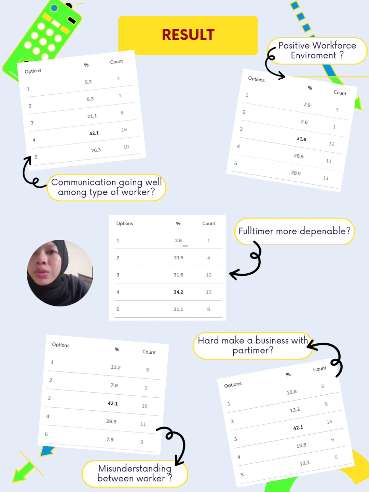Okay, we can see the first one is: is communication going well among the various types of workers? Sorry, there's a typo here, it should be various types of worker. We can see that most chose option 4, which is agree that communication is going well among the types of worker. So it's 16 respondents, which was 42.1% of all 83 respondents.